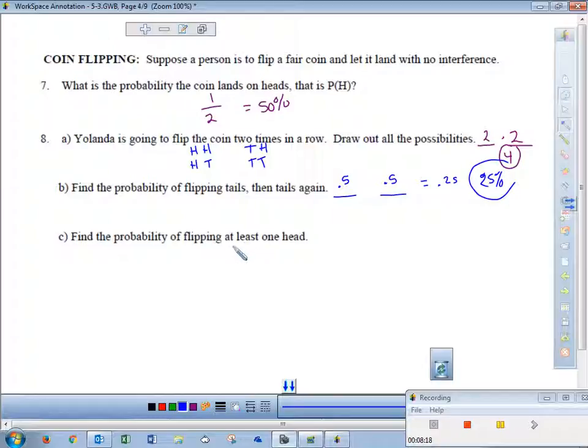Find the probability of flipping at least one head. Well, again, let's take that little shortcut. The probability of flipping at least one head is 100% minus the flipping no heads, right, which is both tails. So 100% minus 25% would give us 75%. So there's a 75% chance. Because again, if you flip at least one head, it's bing, bing, bing. All of those have at least one head. This is the only one that does not have at least one head, so no heads in that situation.